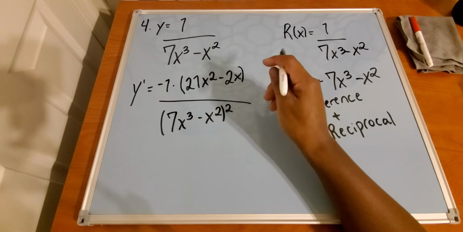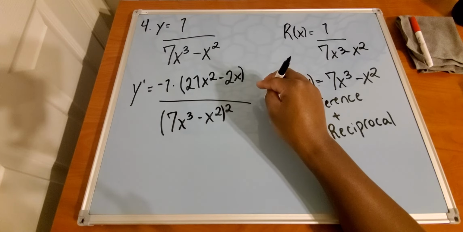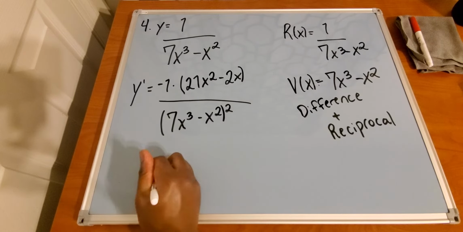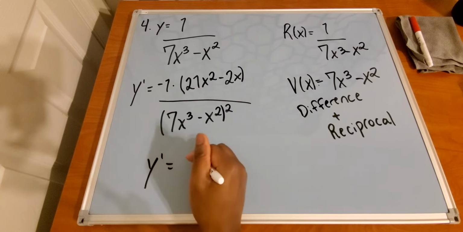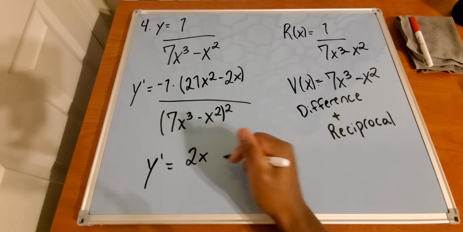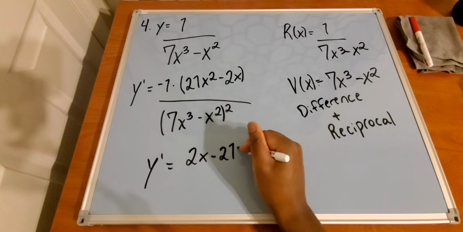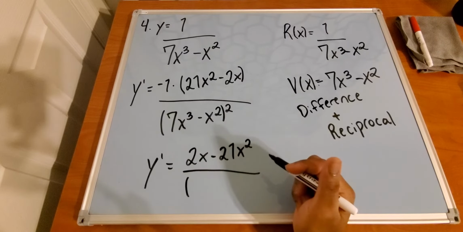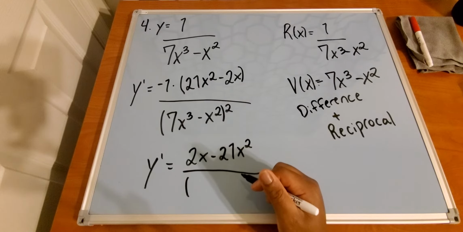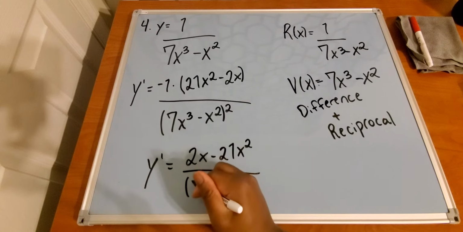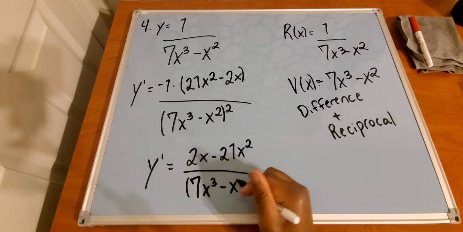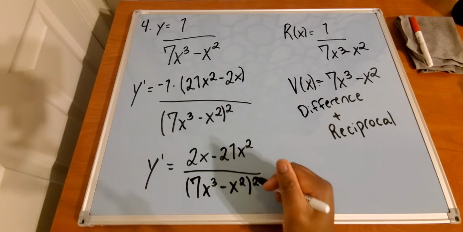Let me see if anything can be simplified. We can distribute out the -1, but we really can't cancel anything else. So for our final answer, we'll just say that y prime is equal to 2x minus 21x squared, all over, you could pull out an x if you wanted to and cancel that off, all over 7x cubed minus x squared, and all of that squared.